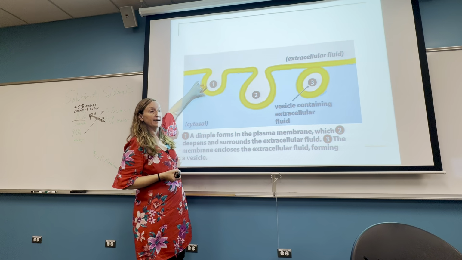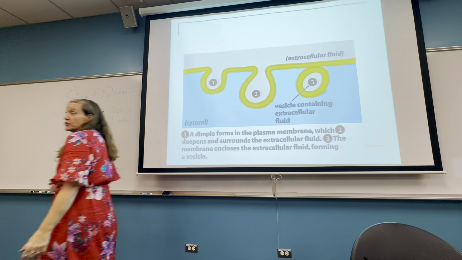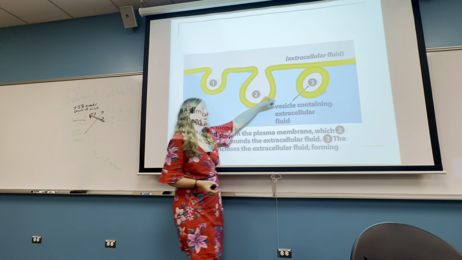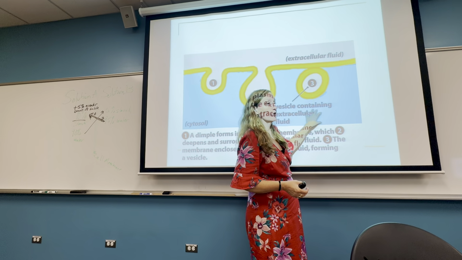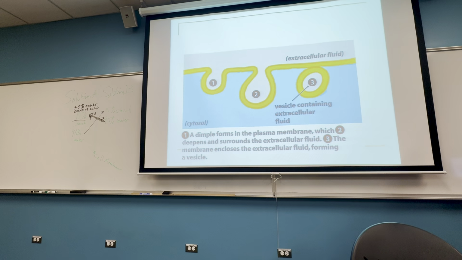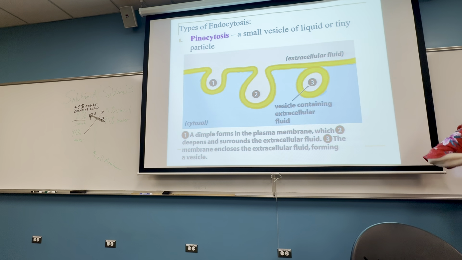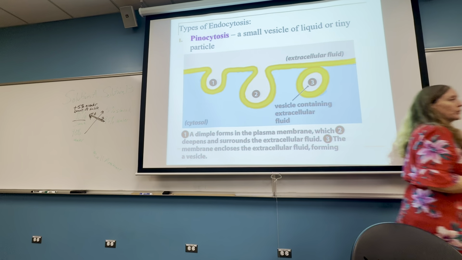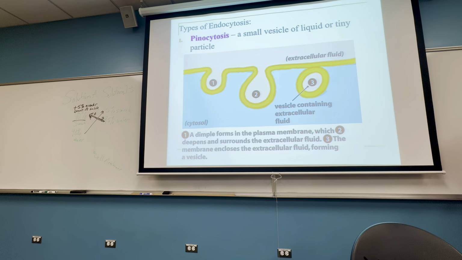So the cell membrane has to pinch off. It's going to take some extra energy to make extra phospholipids to allow for a vesicle to form around whatever's coming in. And then this can go to the mitochondria and start to get broken down through the process of cellular respiration. So something's coming into the cell. All right, it depends on what's coming into the cell. Pinocytosis means liquid or tiny. Something liquid or really, really small is coming in.